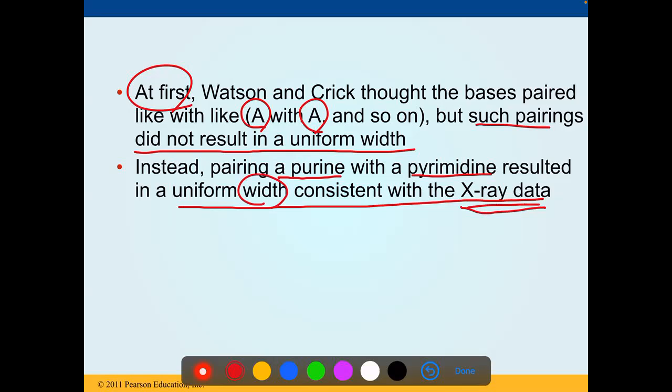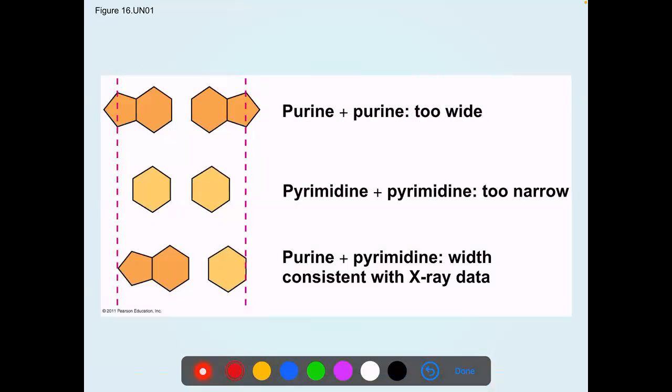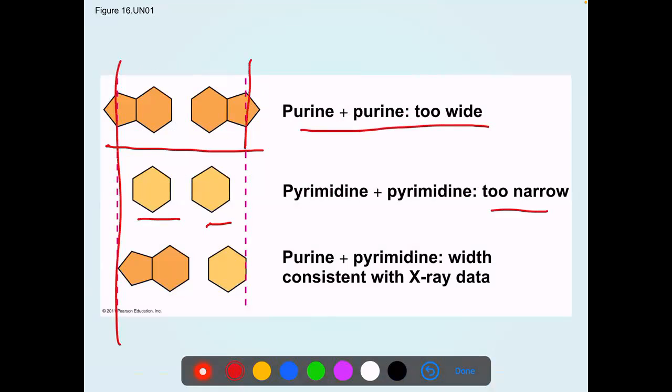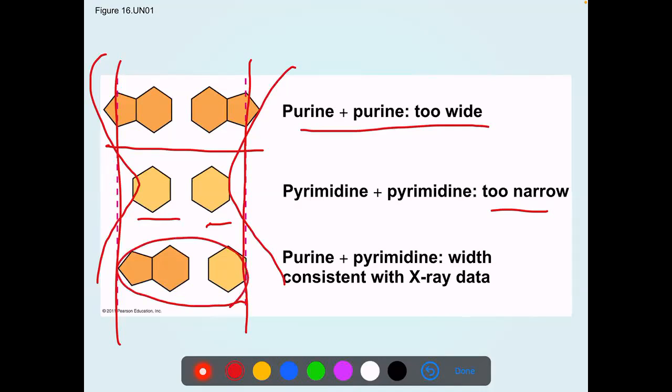I think that was Crick's idea. So we have one more model here. If it is purine to purine, it's too wide, too big. And if you have pyrimidine to pyrimidine, it's too narrow. So you're not going to get a uniform distance from one end to the other end; it goes like this, isn't it? So this is no good. That's why they came up with purine going to pyrimidine and pyrimidine going to purine.